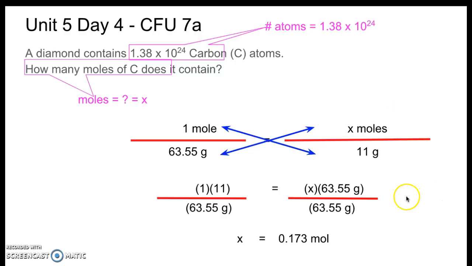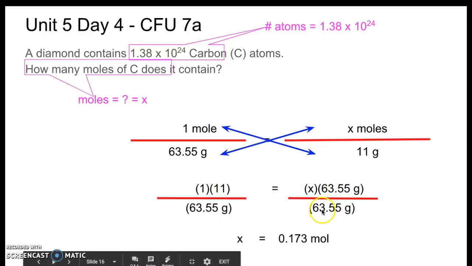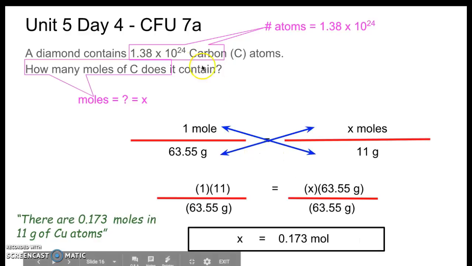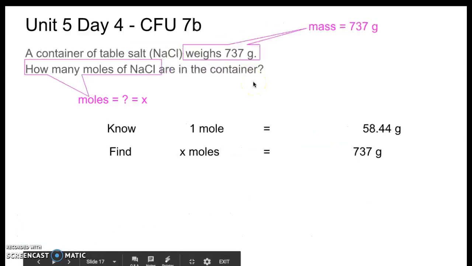Cool. So after cross multiplying, we have x times 63.55 and 1 times 11. To isolate our x, we divide both sides by 63.55, and then we get x is equal to 0.173 moles. And so the answer here is that there are 0.173 moles in 11 grams of copper atoms. And this says carbon, but that should say copper. That's what the problem asked.